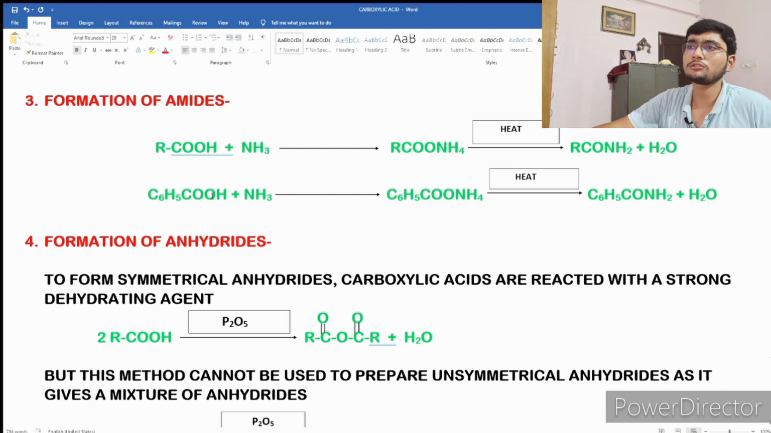Here is an example also. You see here I have taken benzoic acid. So when we react it with ammonia, we will get the ammonium salt of carboxylic acid, or ammonium salt of benzoic acid, and when we heat it, we will get benzamide and water will get lost.